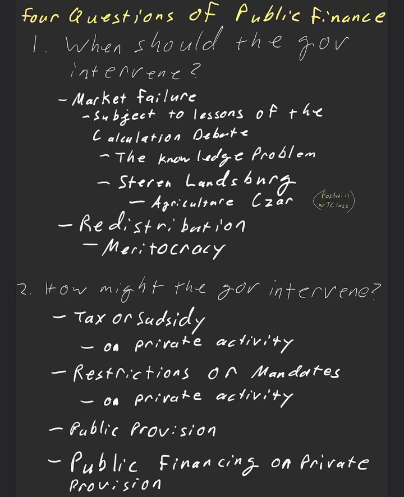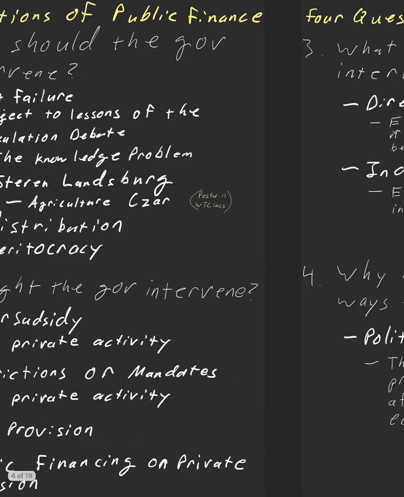Other cases of methods the government might use: public provision. The government just takes tax money, sets up the system to produce and distribute something, and publicly provides it. And then, of course, public financing of private provision. So take tax dollars and then purchase things that have been produced otherwise privately. We'll see examples of this strewn all throughout the class.